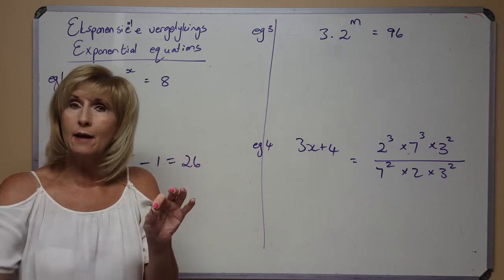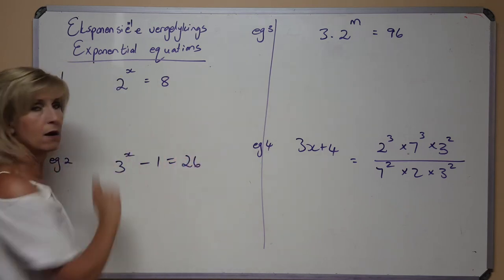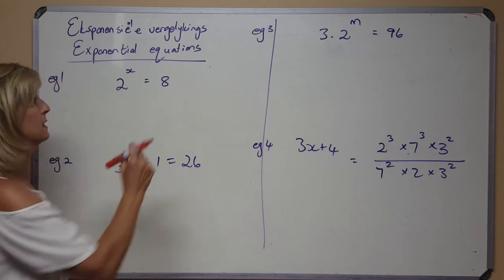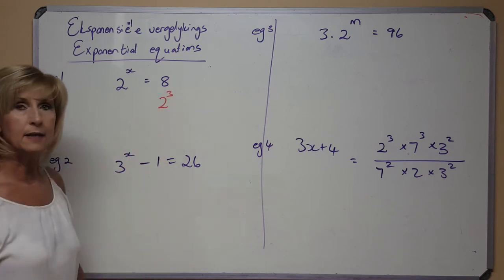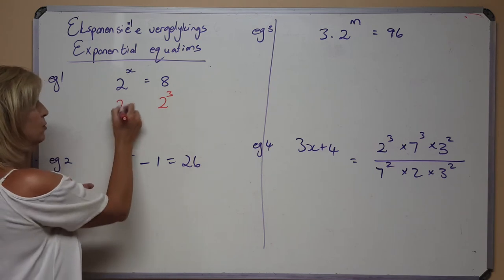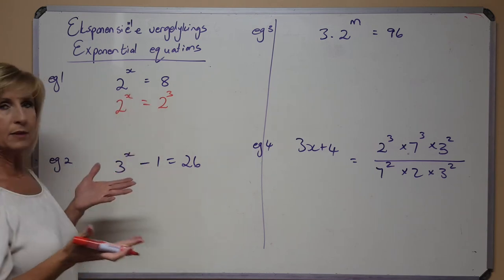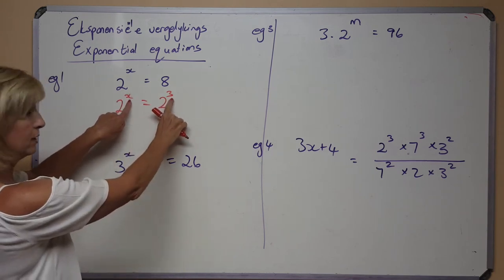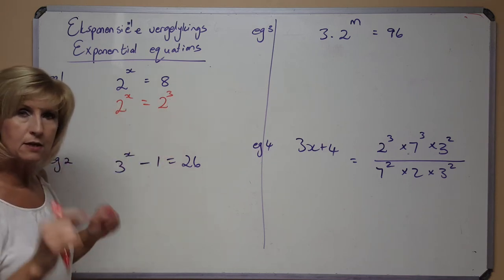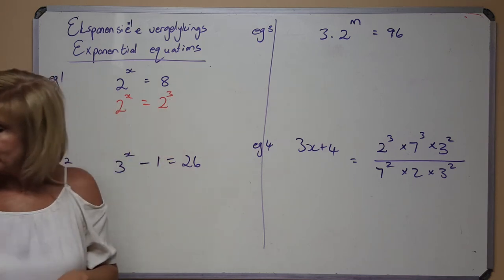So jy moet dit ken. So dat die oomblik as ek vir jou sê 8, jy dadelik vir my kan sê, hoor juffrou, dis 2 tot die mag 3. So nou weet ek mos dat 2 tot die x is 2 tot die 3. Beteken dit, daai xie moet 3 wees. That is your solution.